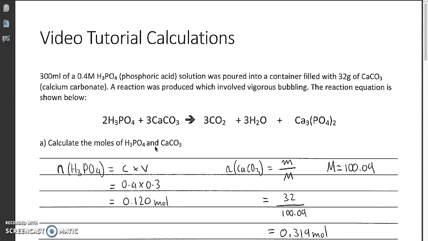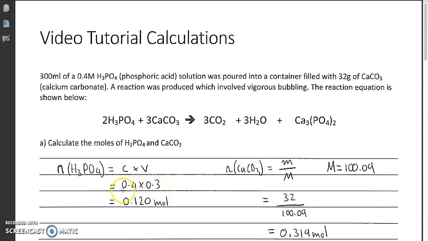So the first question says calculate the moles of the phosphoric acid and the calcium carbonate, and the first thing I'm going to do is calculate my moles of phosphoric acid. So I'm going to use the formula n equals CV to do that. That is just here, and I've put the data in. So we've got this information from the question.